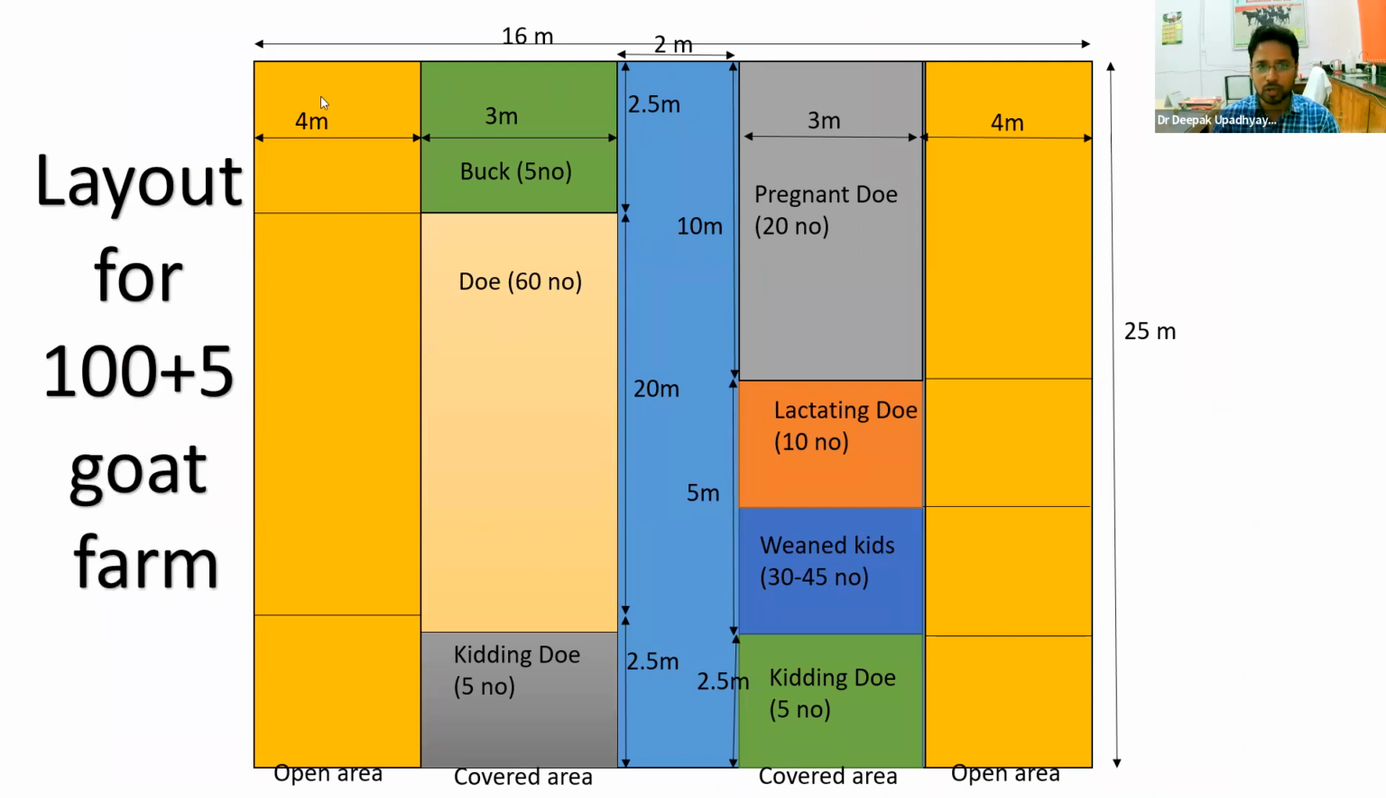In this case, there is a long shed of 25 meters length, with 8.5 meters of covered area, and an open area of 4 meters on both sides. So you can construct a long shed, provide partitions, and attach an open area. Partitions are for different categories, like does, kidding does, pregnant, lactating, weaned, and bucks. Or, if you have good space, you can construct them at some distance from each other.